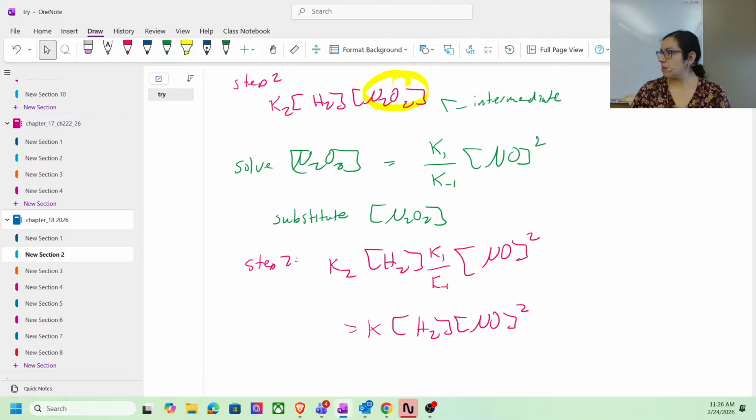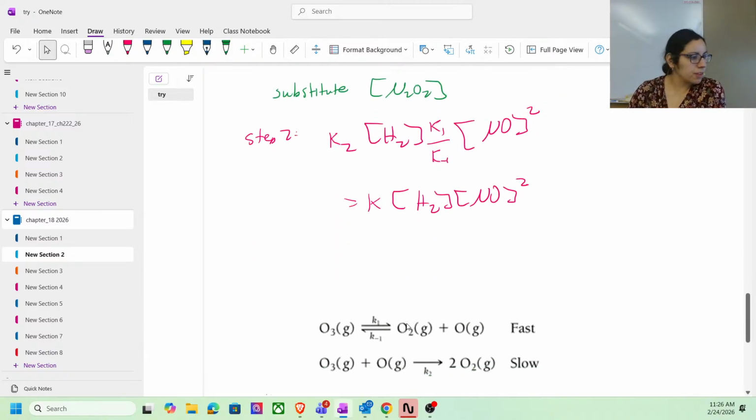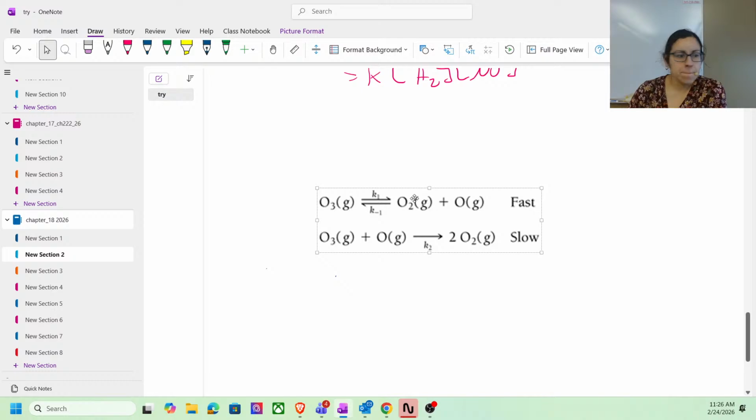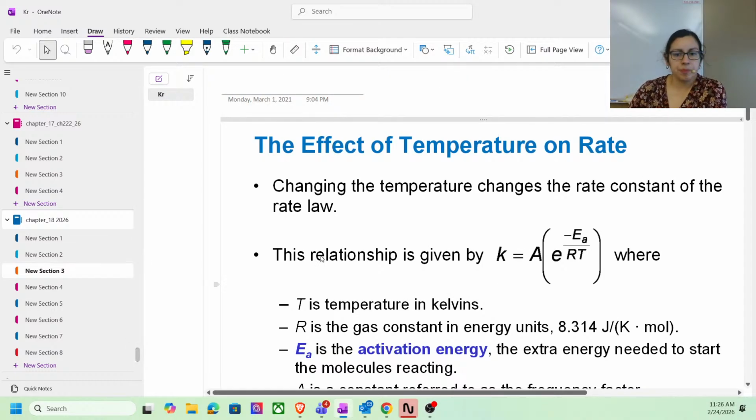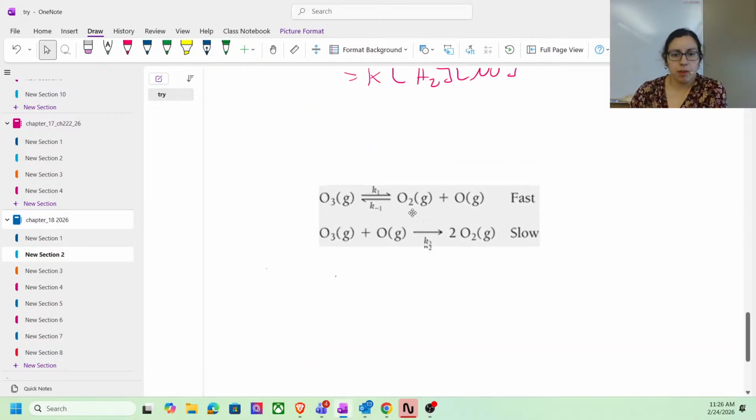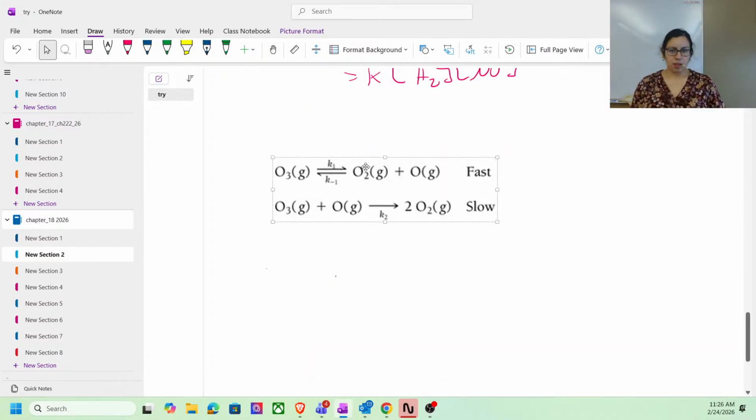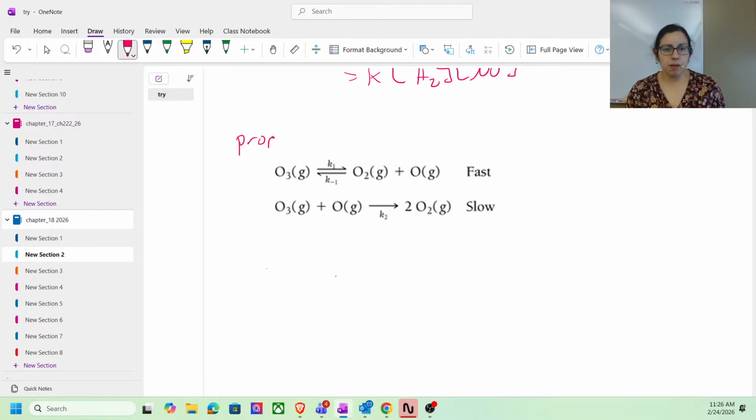Does that make sense to everybody? So a few no's, but we probably just need to do this again. So let's look at, hang on, my notes are a little funny. So now we're shown this. Here's our proposed mechanism. And then I forgot to give us our rate law.